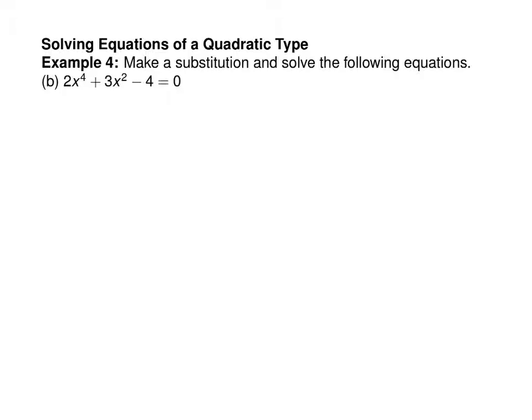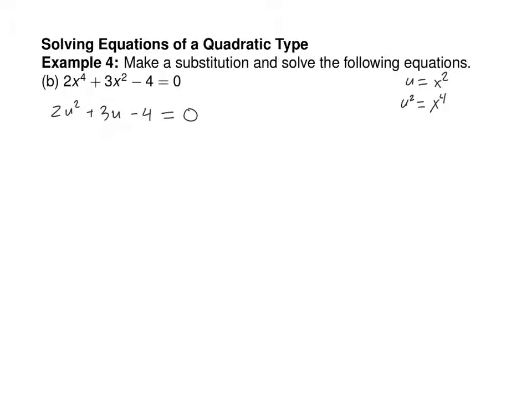Okay, holy moly, this one. Does this one factor? I don't think it does. So let's do the substitution just to practice. You'll let u equal x squared, right? So u squared is x to the fourth. That becomes 2u squared plus 3u minus 4 equals 0.